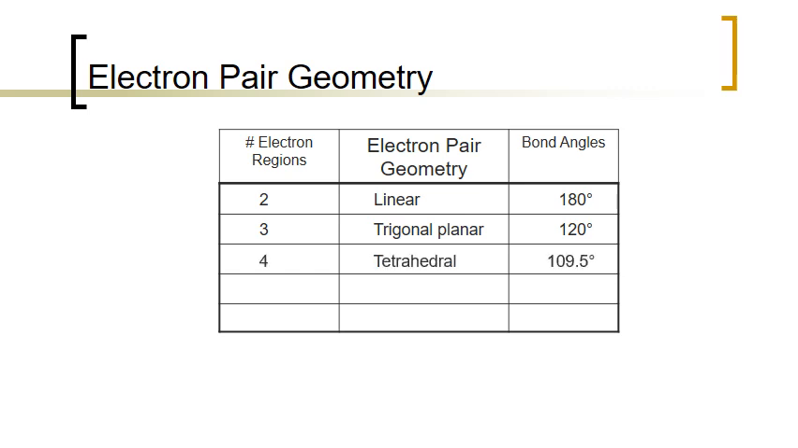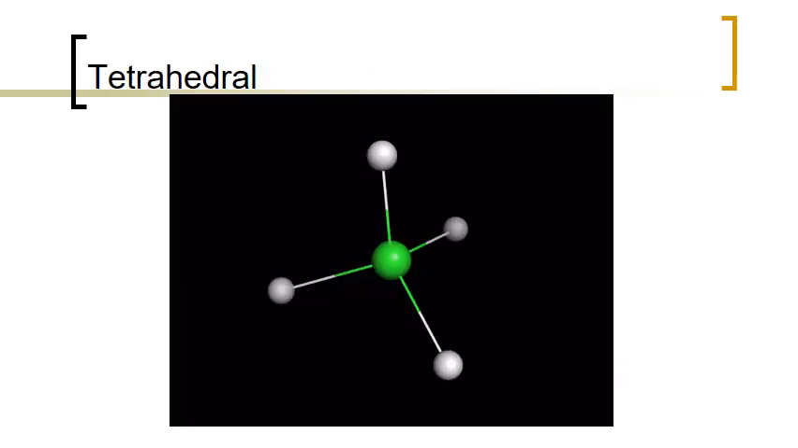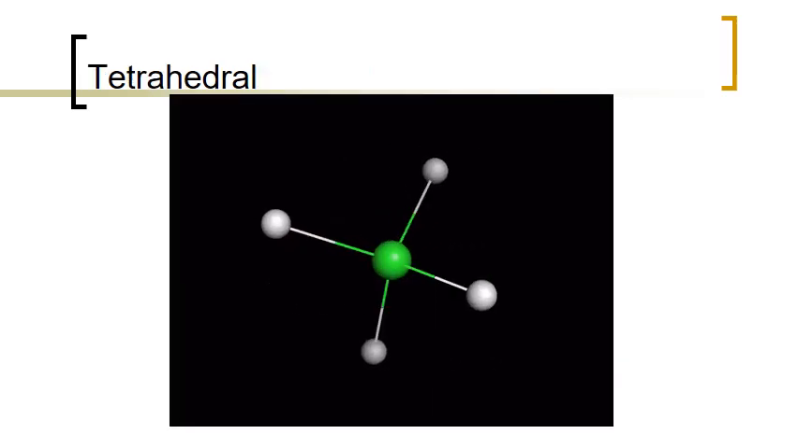Four regions around a central atom make a tetrahedral arrangement. Those bond angles are 109.5 degrees. There's a picture of the tetrahedral arrangement. There's a rotating 3D model.